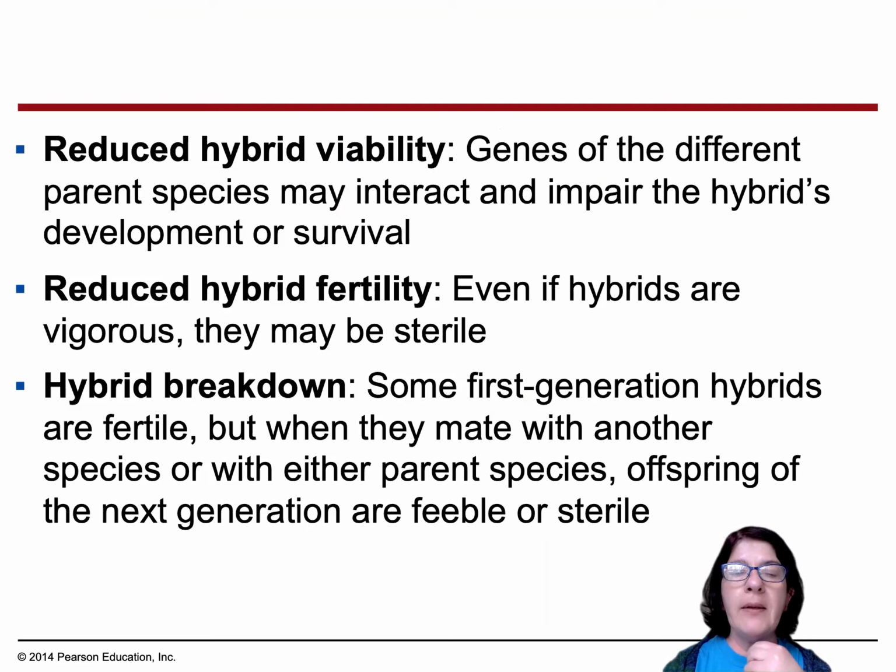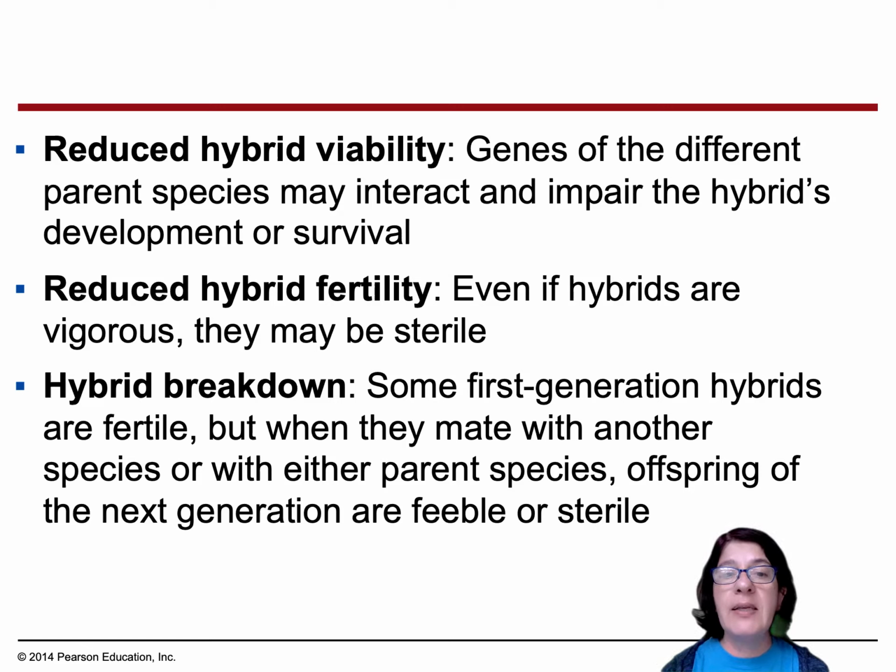So how does reduced hybrid viability come about? Well, the genes of the different parent species may interact and impair the hybrid's development and survival. Reduced fertility is usually observed in two species which are very closely related. They're close enough that they can produce a viable hybrid, but that hybrid cannot produce viable gametes, so it is often sterile.